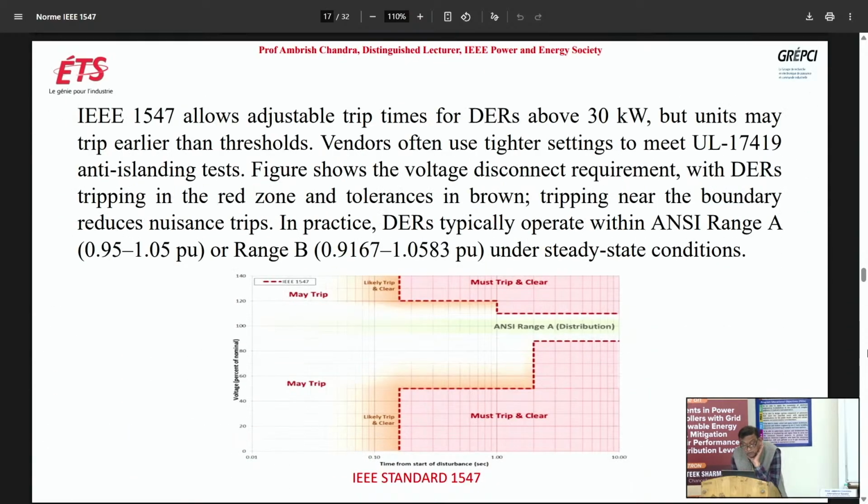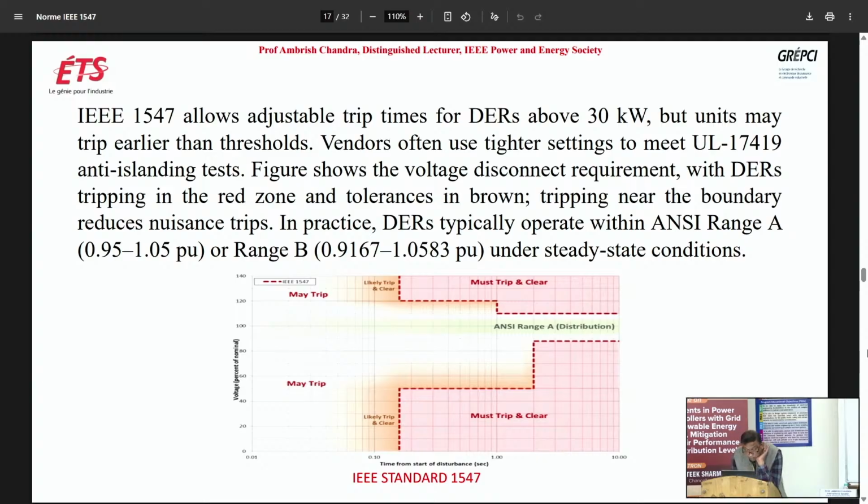IEEE 1547 allows adjustable trip time for DER above 30 kilowatt, but units may trip earlier than the threshold. Vendors often use tighter settings to meet. There is some other standard for anti-islanding, so we should not be concerned about this. The figure shows the voltage disconnect requirement with DER tripping in the red zone. So DER should trip in this red zone.